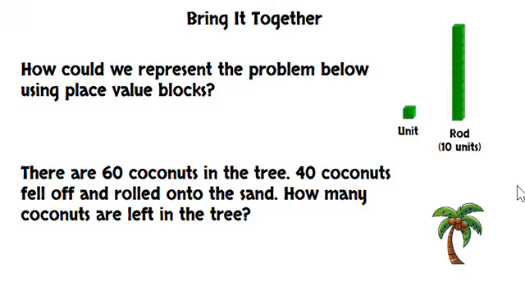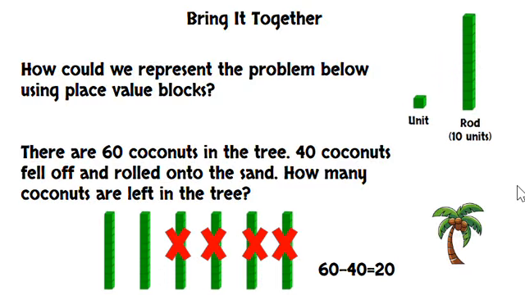In order to do that, you would want to use your rods, your tens, because we know that each rod represents a 10. So here I have my 6 rods, which represents 60. I usually have the kids count with me by tens: 10, 20, 30, 40, 50, 60. There's my 60 coconuts. And then 40 of them fell off.